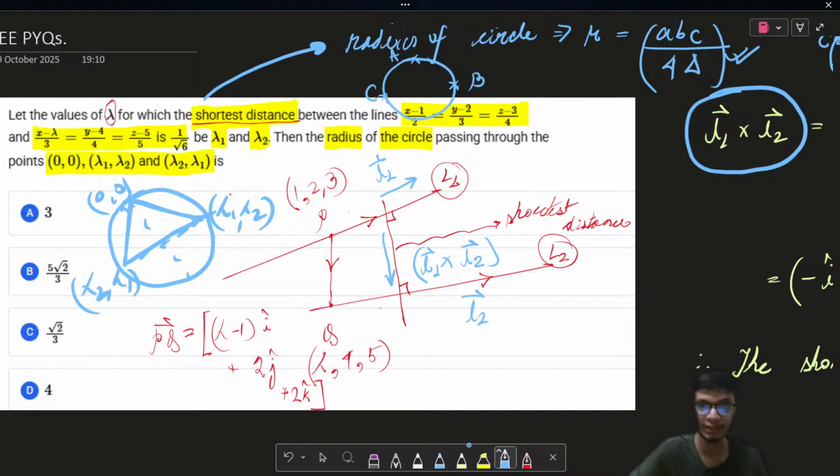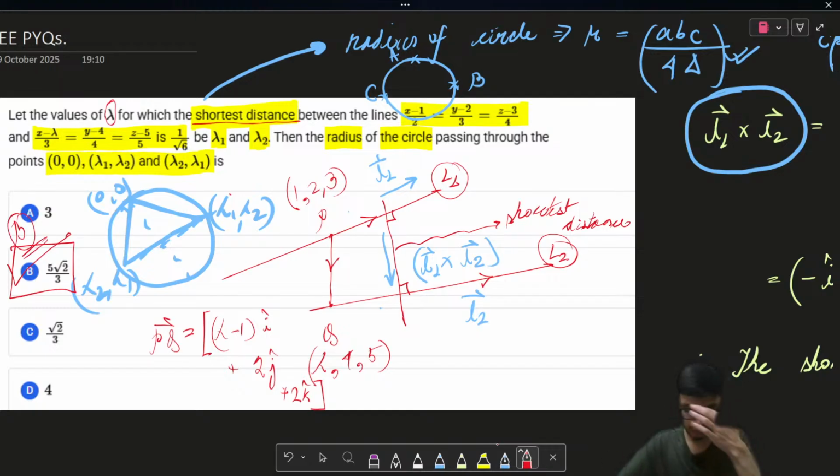Okay, so I hope this is clear to all of you, and with this you will find out that the final radius should come out as 5 root 2 by 3. That is option number B, which is going to be the correct answer. I hope this is clear to all of you.